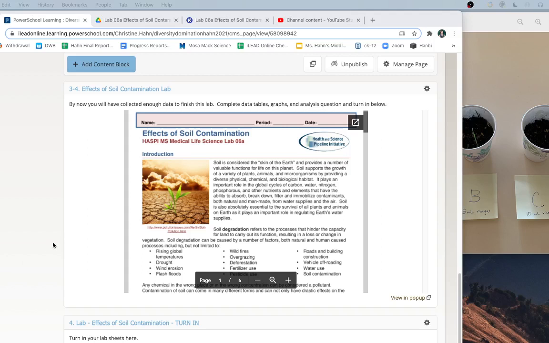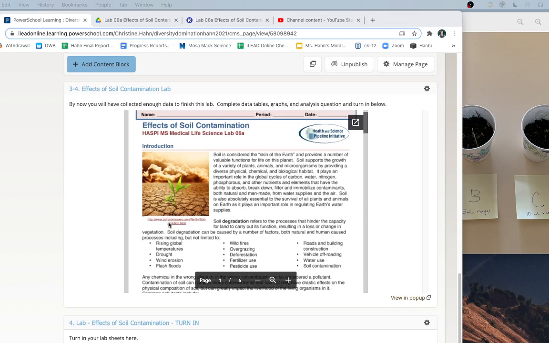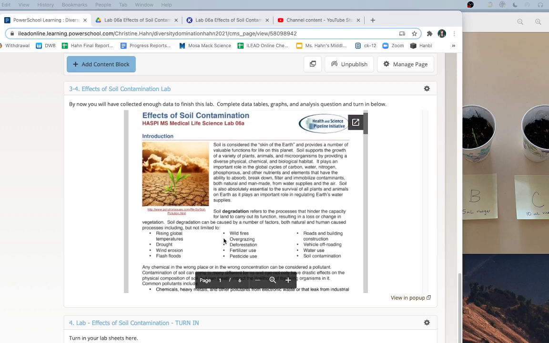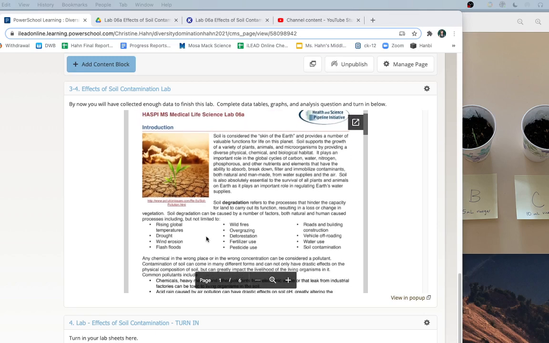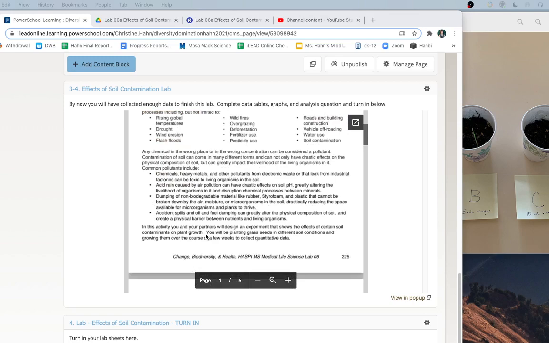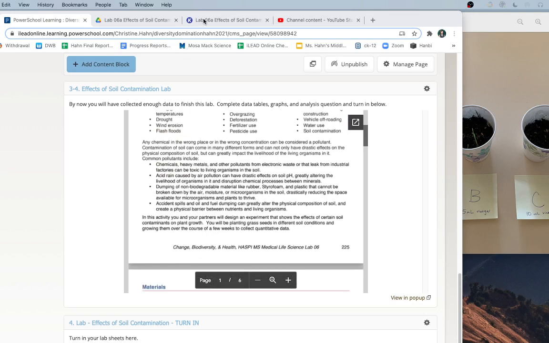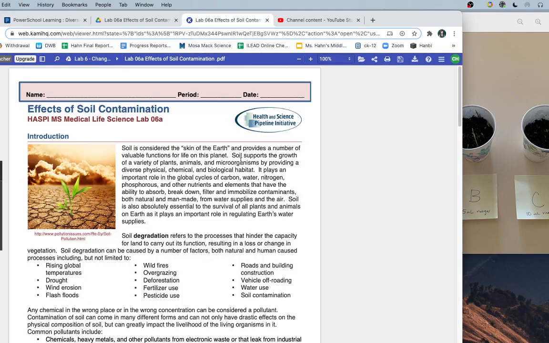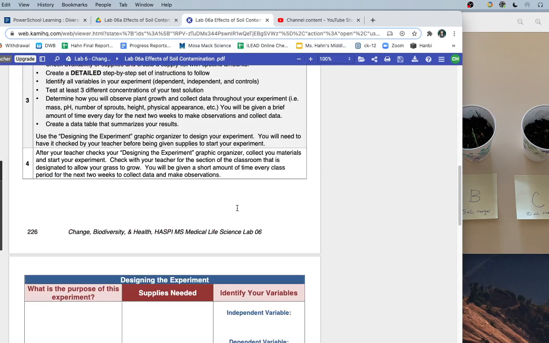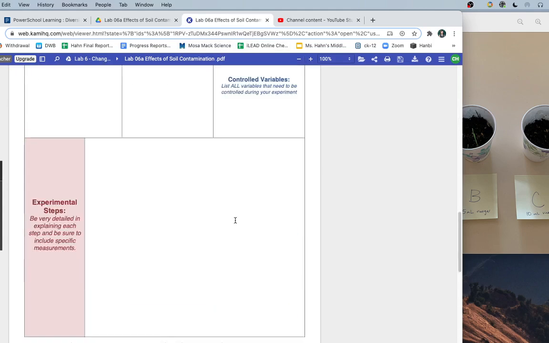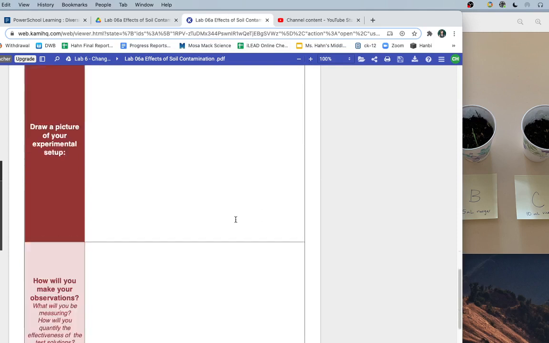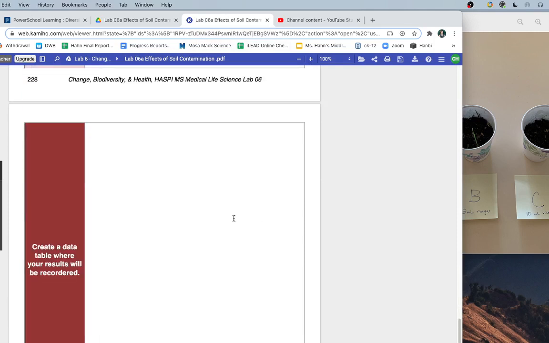Okay, today we will look at our results from the effects of soil contamination. So I'm hoping you have grown some plants and tested them with one type of pollutant of different concentrations, and we're going to go ahead and see my results and how we might fill out the rest of our lab. So this top part should all be done. Draw a picture of your experimental setup, how we make observations.